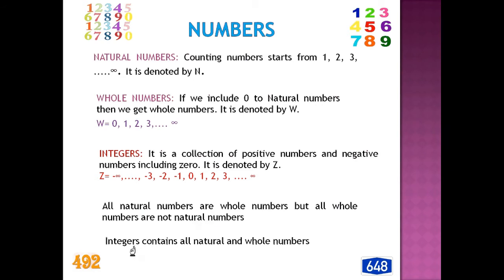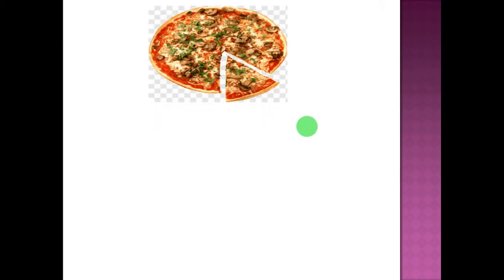Next, integers contain all natural numbers and whole numbers. If you see the integers here, we have the whole numbers as well as the natural numbers. I hope you understand about these numbers. Well, students, apart from these, we have another type of numbers. Here I have taken an example of pizza to tell you where and how we can use them.